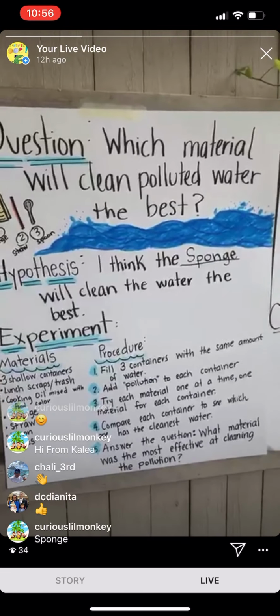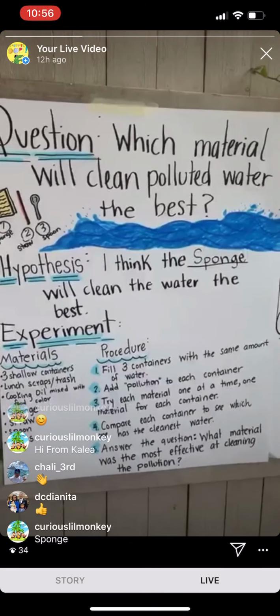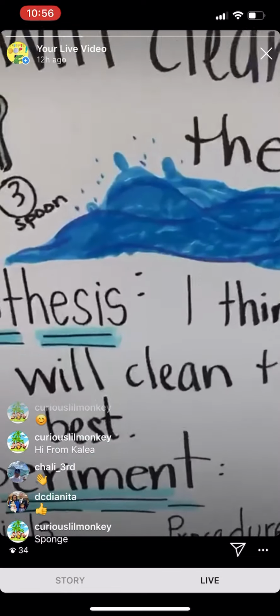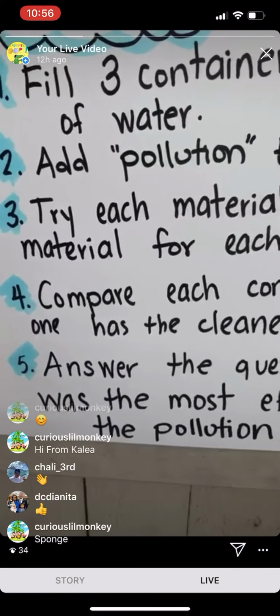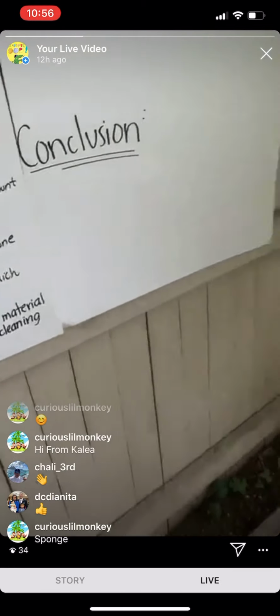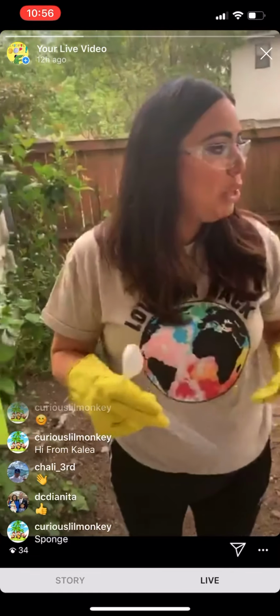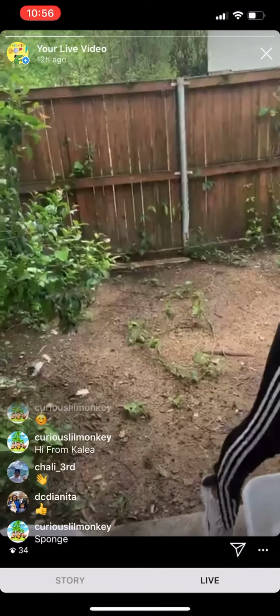and answering the question. So we're going to start off first with a spoon, okay? So that's our 3rd step. Try each material 1 at a time, 1 material for each container. Then we're going to compare to see which one has the cleanest water. Okay, and you know what I forgot to get is somewhere to put the dirty water, the pollution. Let me see.